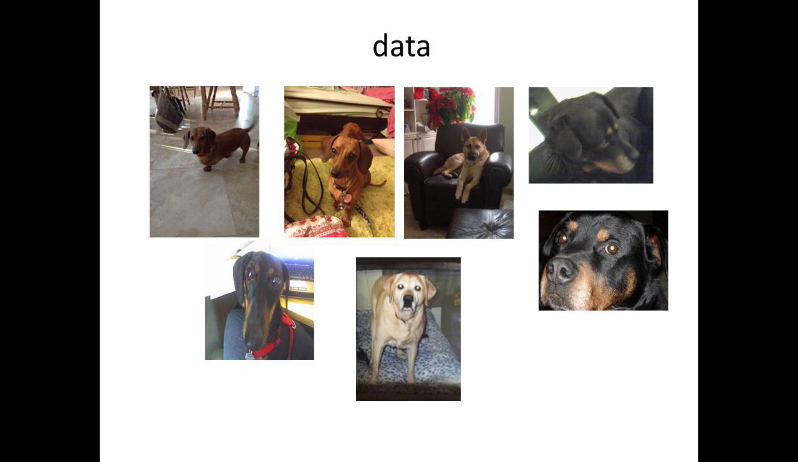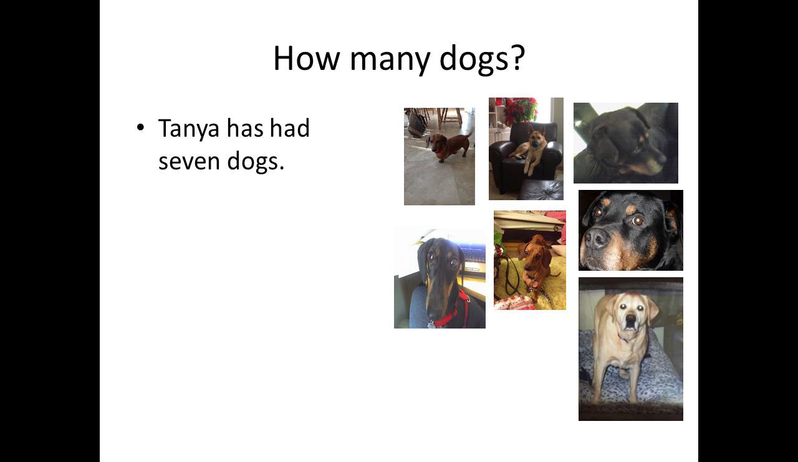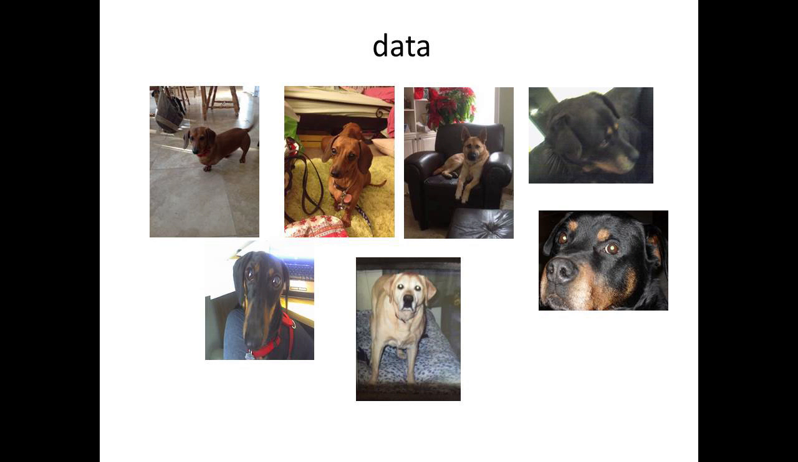If the question is, how many dogs has Tanya had? Well, we can do a simple frequency count, and the answer would be 7. And then we can go ahead and display that in text relatively simply. Tanya has had 7 dogs. But that's sort of a boring question.